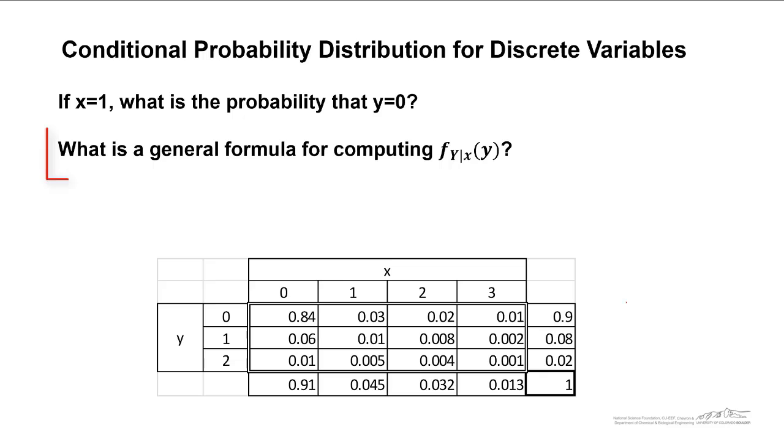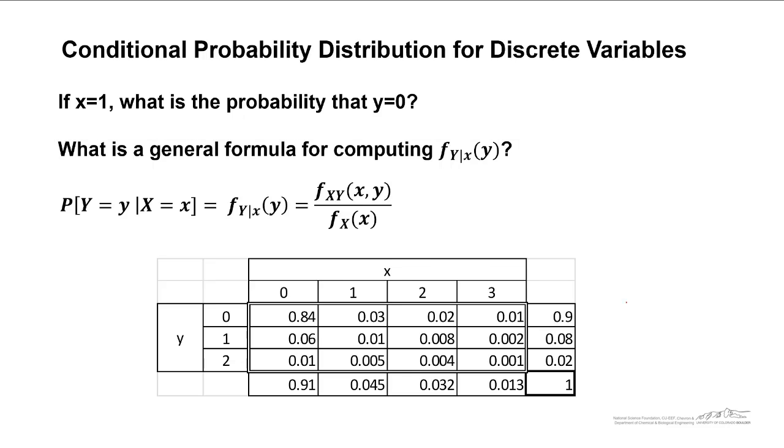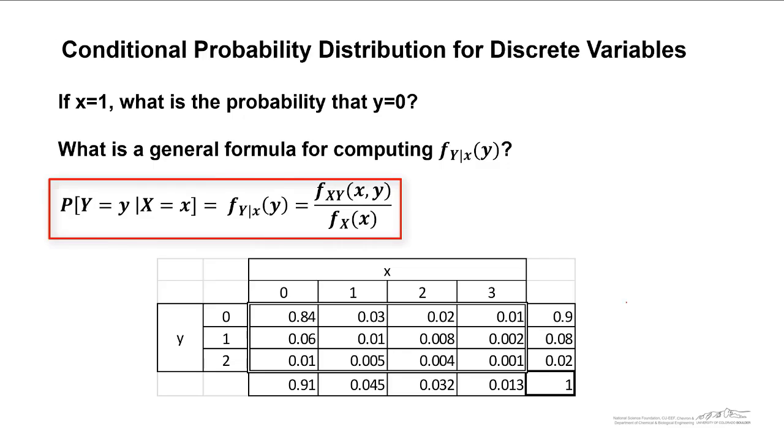Let's try to come up with a general formula for computing this conditional probability. The probability that y equals any value of y, given that our random variable x equals any value little x. What we did in the previous slide is we took 0.03, that's f_XY of x comma y, the joint probability function when x equals 1 and when y equals 0, and we divided by f_X of 1.